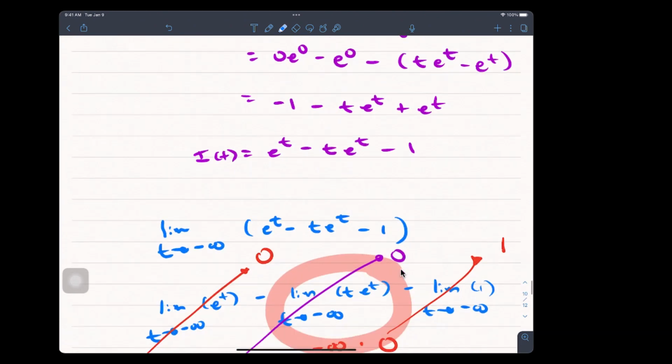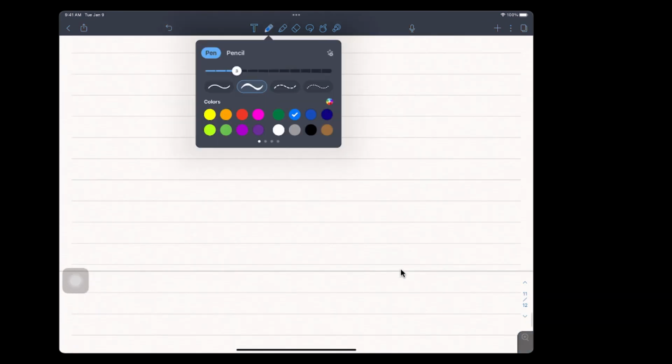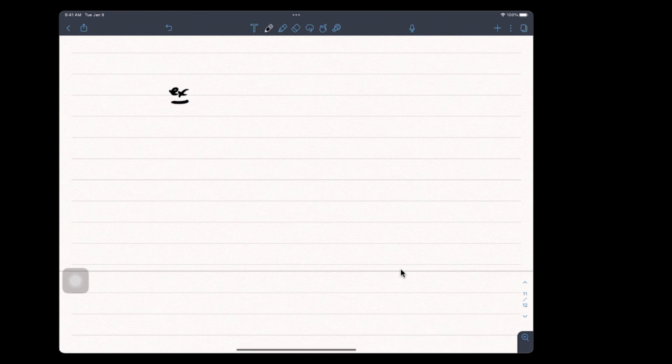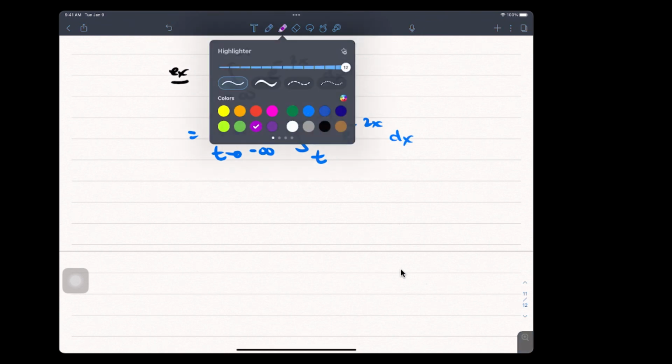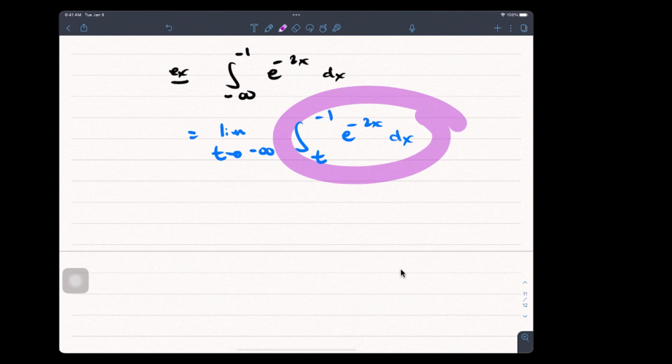All right, you guys want to see an example of a divergent? Case 2. I can sketch it for you, sort of. This is going to be e to the minus 2x dx. So this will be the limit as t goes to minus infinity, integrate from t to negative 1 of e to the minus 2x dx. Now what is this? This is I of t, the integral from t to negative 1 of e to the minus 2x dx.